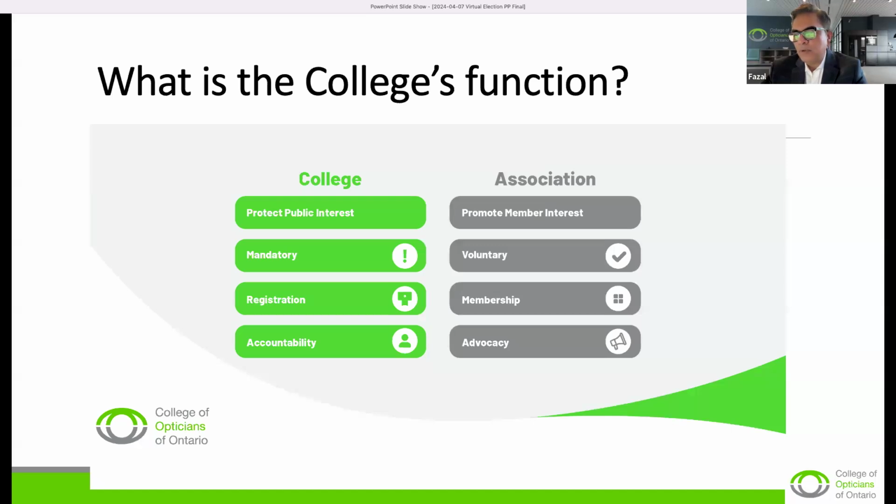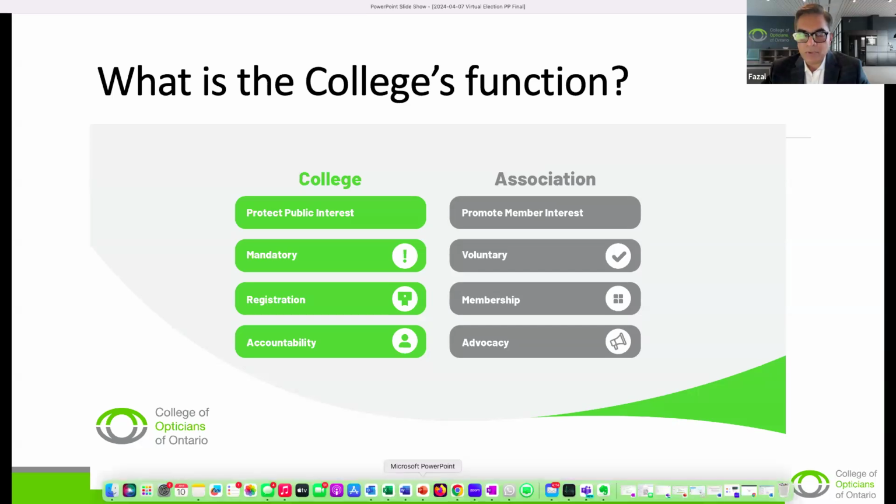The college is founded, like the other 26 health regulatory colleges, as an organization to regulate their profession, or self-regulate. Self-regulation is a privilege. It allows the profession to set its own rules and guidelines, but they've always got to keep in mind that they've got to be in the public's interest. Looking at the table in front of you, the college has a public interest mandate, whereas the association is set up to promote the members' interests.